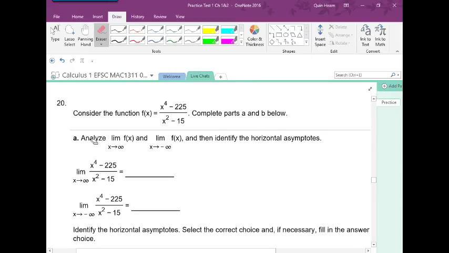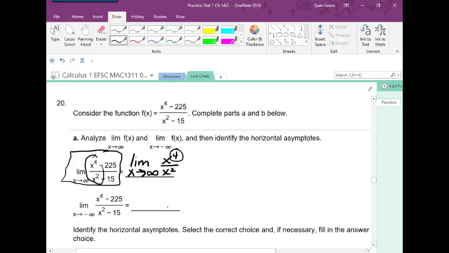All right, it says to analyze the limits to positive and negative infinity of this function, x to the fourth minus 225 over x squared minus 15. When you're finding a limit to infinity, remember the highest powers dominate. So this limit is the same as the limit as x approaches infinity of x to the fourth over x squared. And this is a situation where there's a higher degree in the numerator.